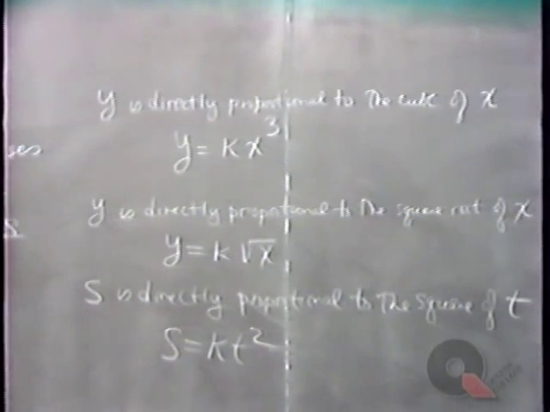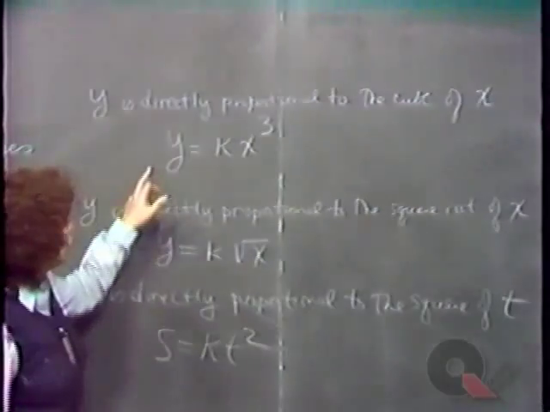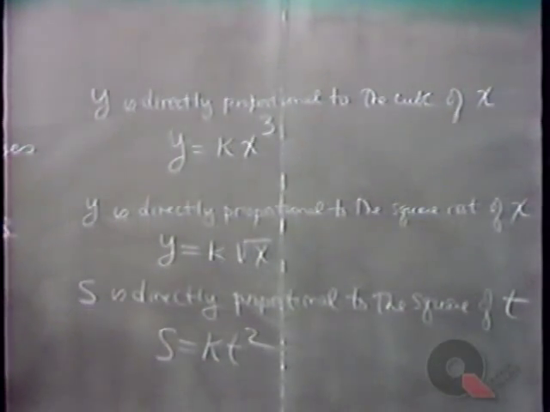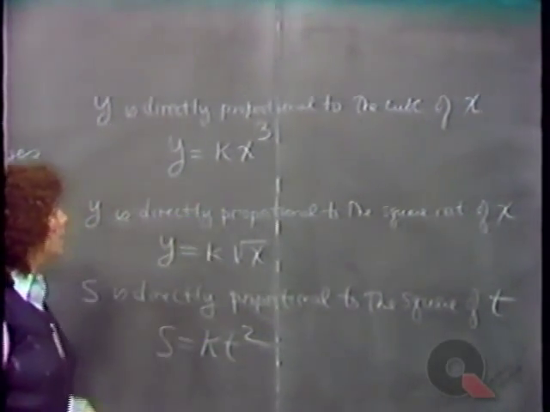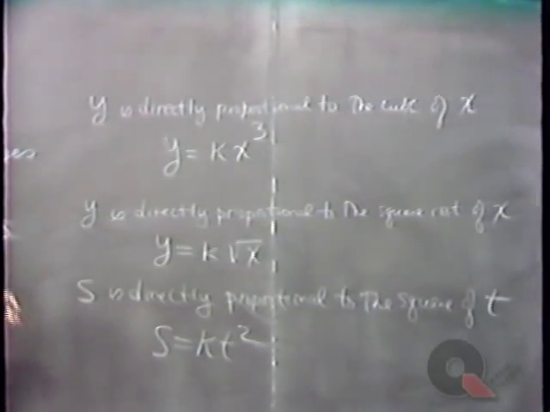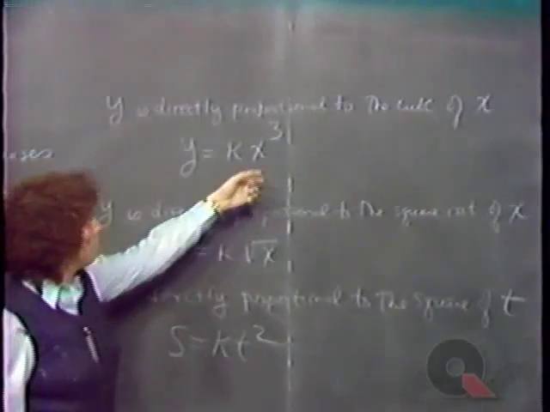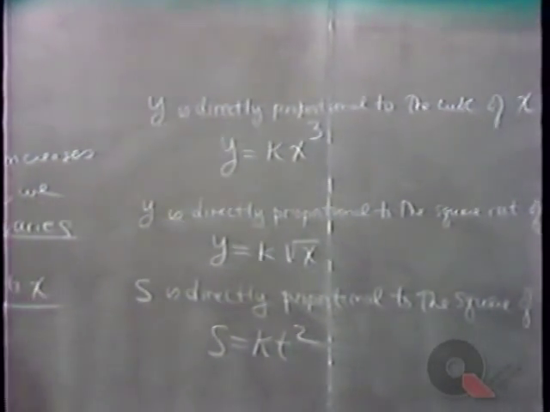Now, when information is given about how two variables x and y are related, very often we can determine the constant of proportionality k. And once we have that, we can, for example, if we know some other value of x, determine what the corresponding value of y might be. Let's try an example.